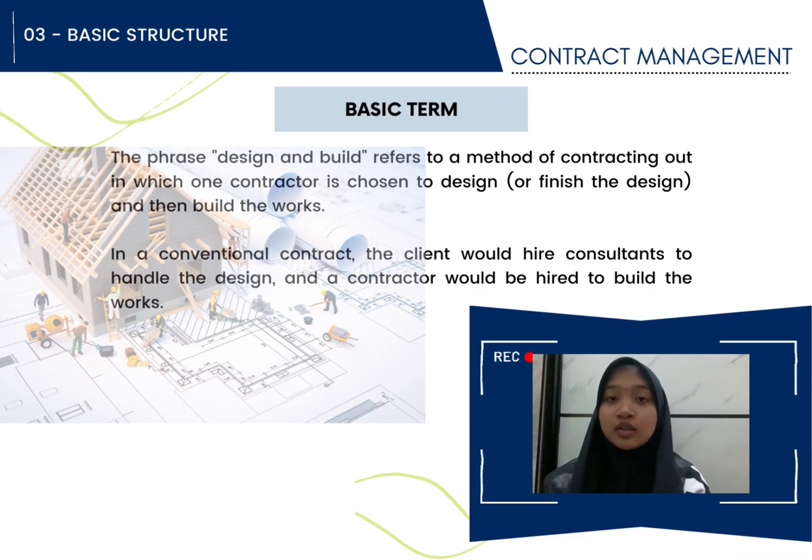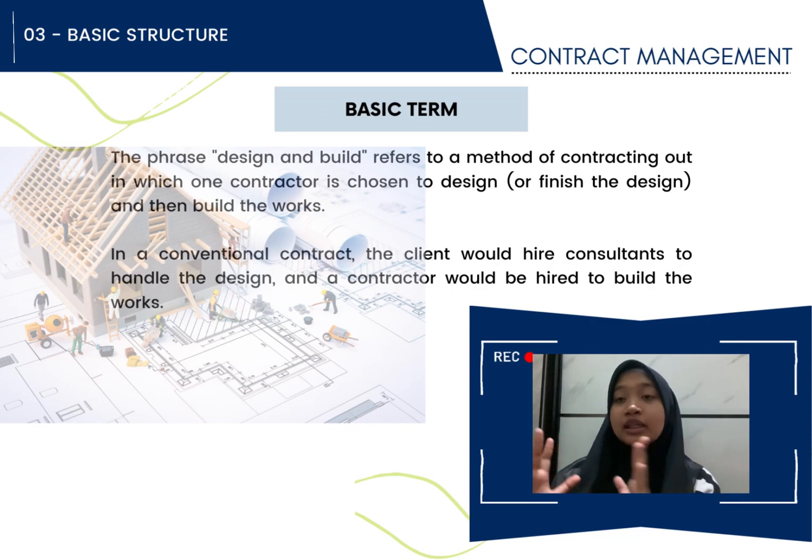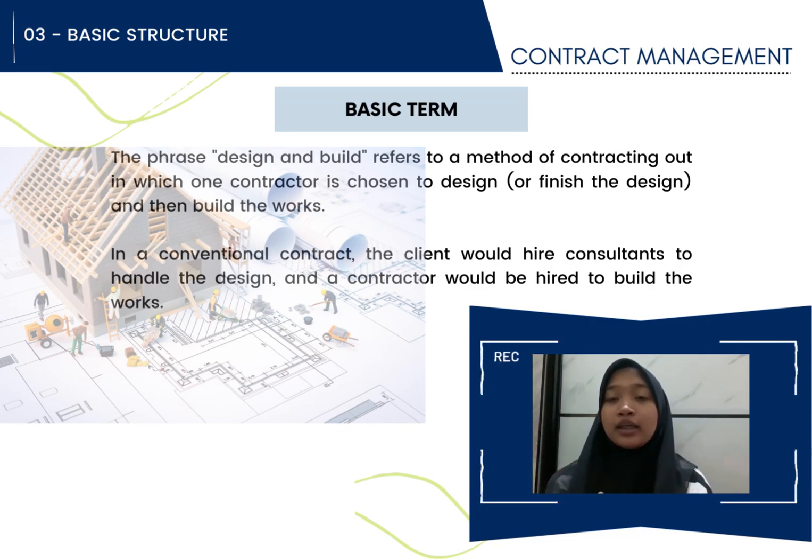So based on the contract method that we choose, which is design and build, design and build refers to a method of contracting out in which one contractor is chosen to design or finish the design and then build the works. In a conventional contract, the client will hire consultants to handle the design and a contractor will be hired to build the construction works.